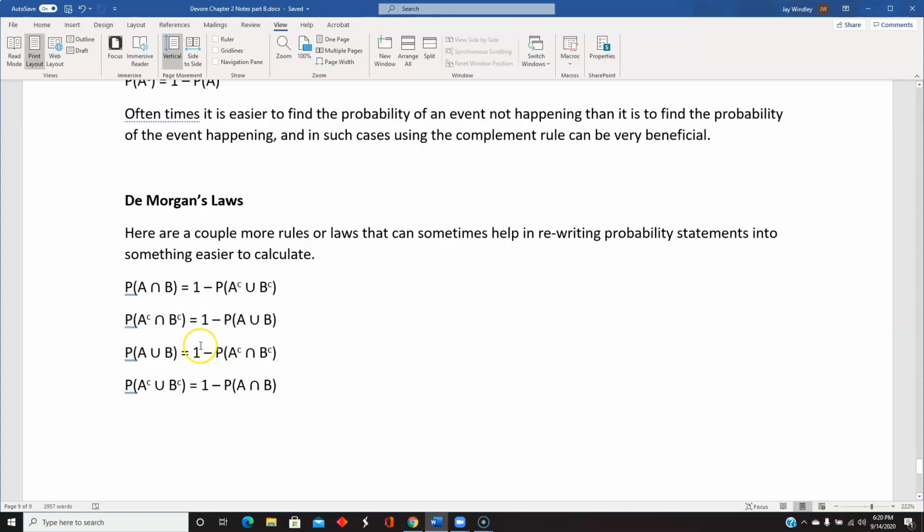So again, now this one's going to say the intersection of the complements is the complement of the union. And this one says the union of the complements is the complement of the intersection. So sometimes those can help us rewrite some otherwise more tricky probability statements.